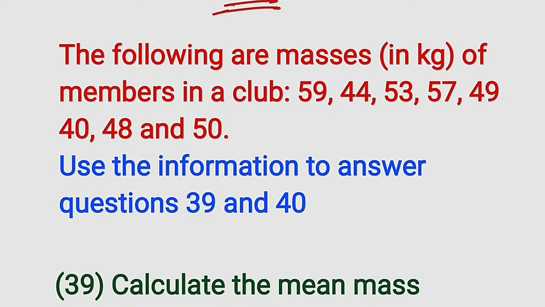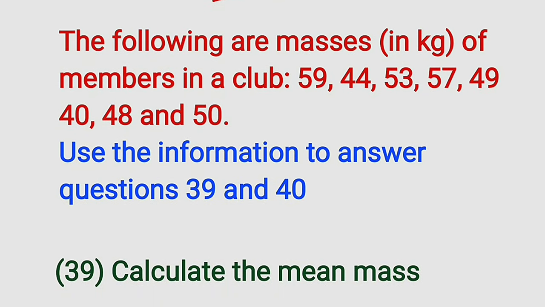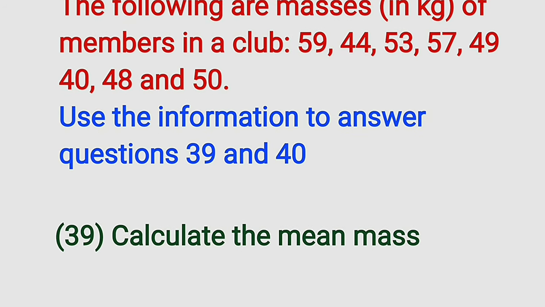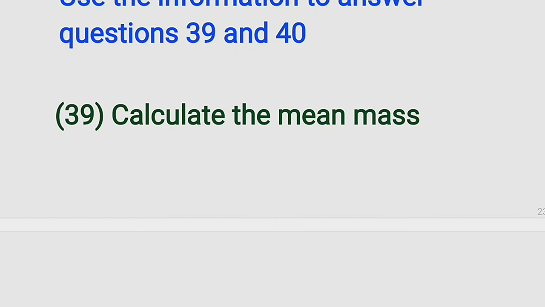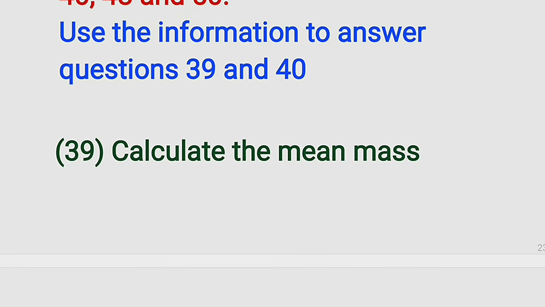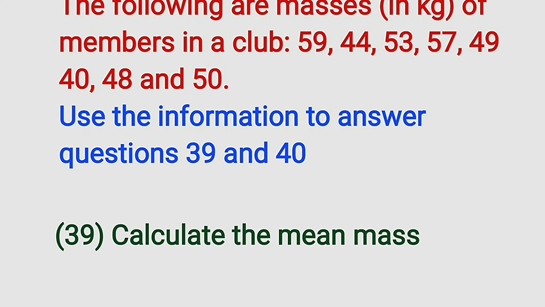Okay, moving to the next one, we are given some information here. Let us read it. The following are masses in kilograms of members in a club: 59, 44, 53, 57, 49, 40, 48, and 50. We are asked to use this information to answer question number 39 and question number 40. Question number 39, we are asked to find the mean of the masses. Mean here can be calculated by adding all the masses and dividing by the number of masses. So let's do that.